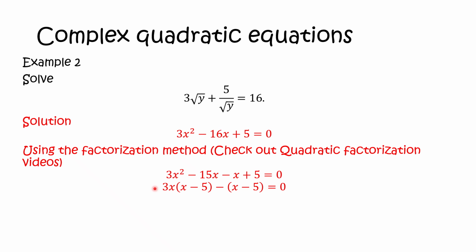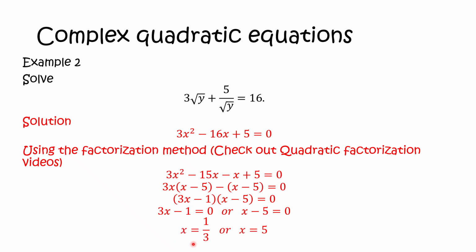And factoring out the common terms in the first two and the last two terms, we are going to get 3x times (x minus 5) minus (x minus 5) is equal to 0. And factorizing further, we have (3x minus 1) times (x minus 5) is equal to 0. And separating these factors, equating them to 0, we're going to have 3x minus 1 is equal to 0, or x minus 5 is equal to 0.